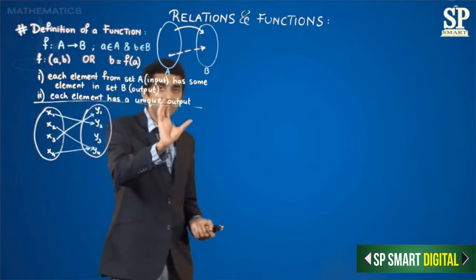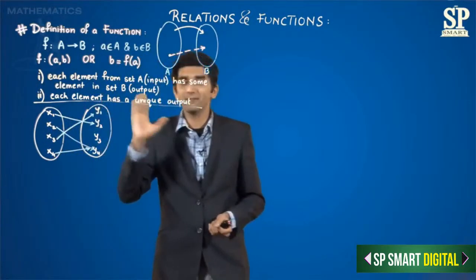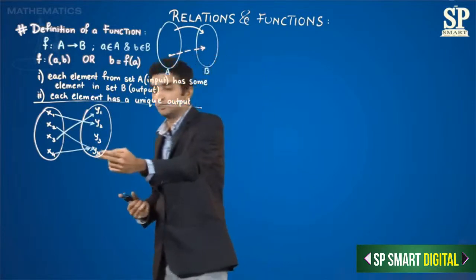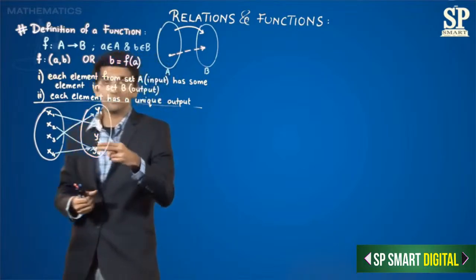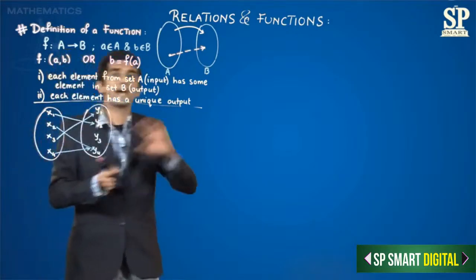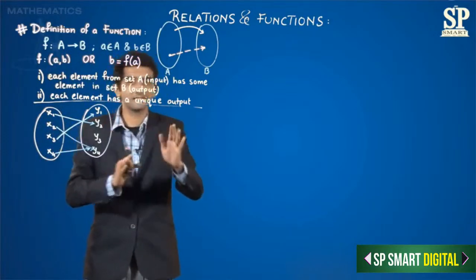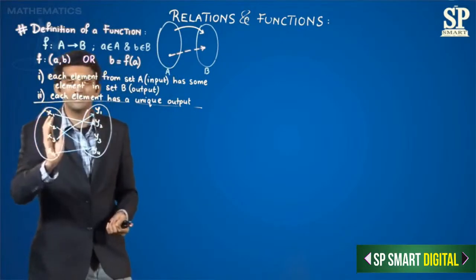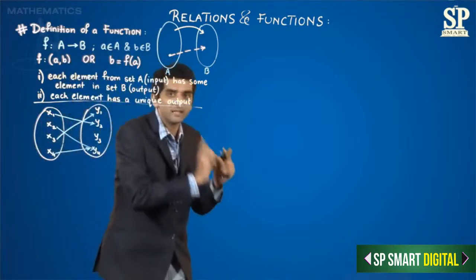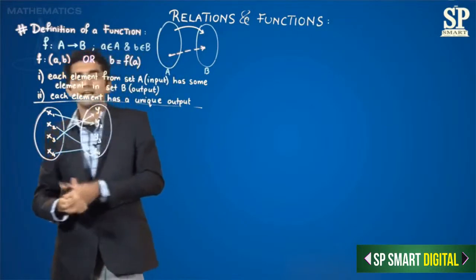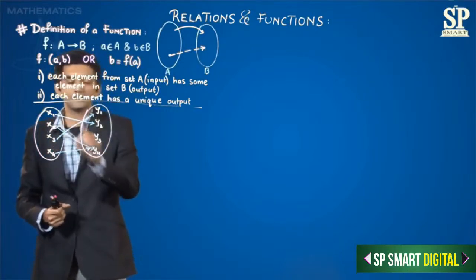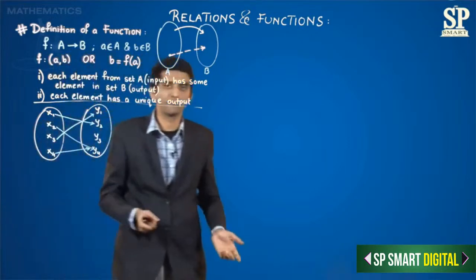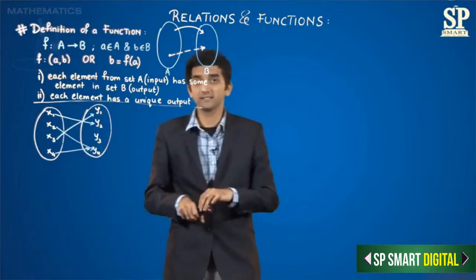Now the word unique here means that every element should have only one output. As you can see here, there are two inputs which give the same output. That doesn't mean that every x should have a y which is not shared by any other x. That does not mean that. Unique output here means that every input, every pre-image, needs to have only one image, and that is what is happening over here. X1 has one output, Y2, X2 has one output, Y4, X3 has one output, Y1, and X4 has one output, Y4, right? And that is why this is a function.